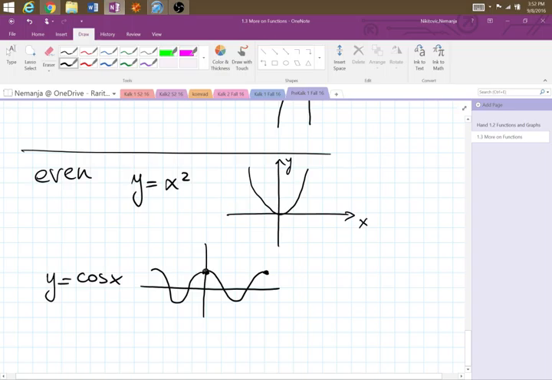But you see it's symmetric on the y-axis. So symmetry is observed at all times there, doing the same thing forever. So that is what symmetry means.